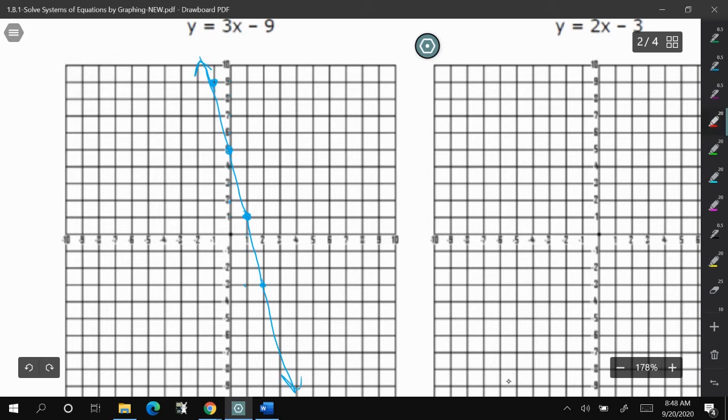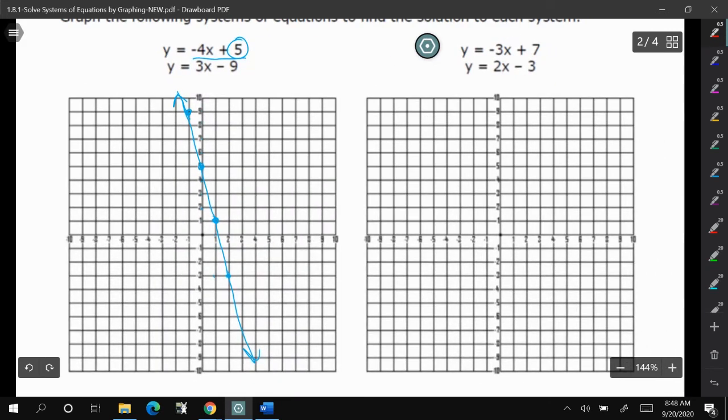Okay, and then the next one is y = 3x - 9. So we're going to start at -9. We're going to go up 3, 1, 2, 3, and right 1. And the intersection point is right here, and that's our solution. It looks like (2, -3). So we have to write it as an ordered pair.